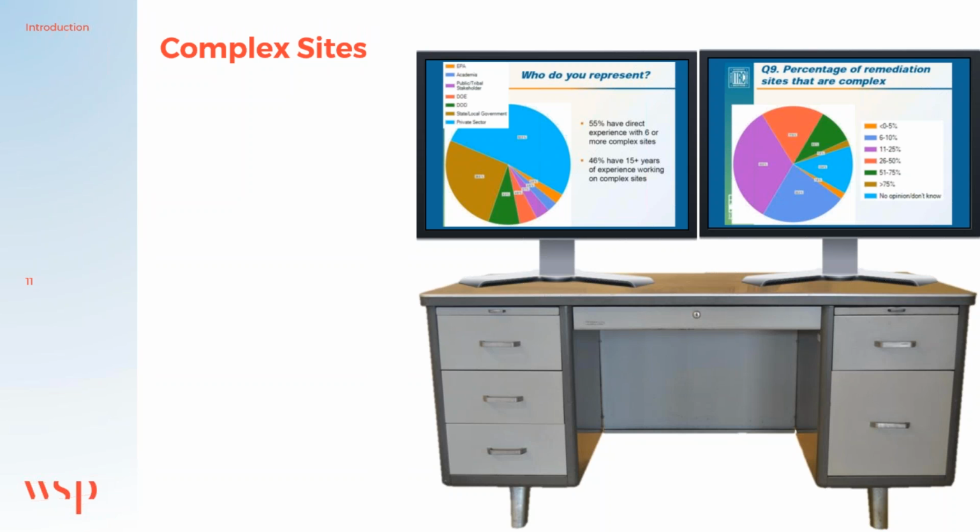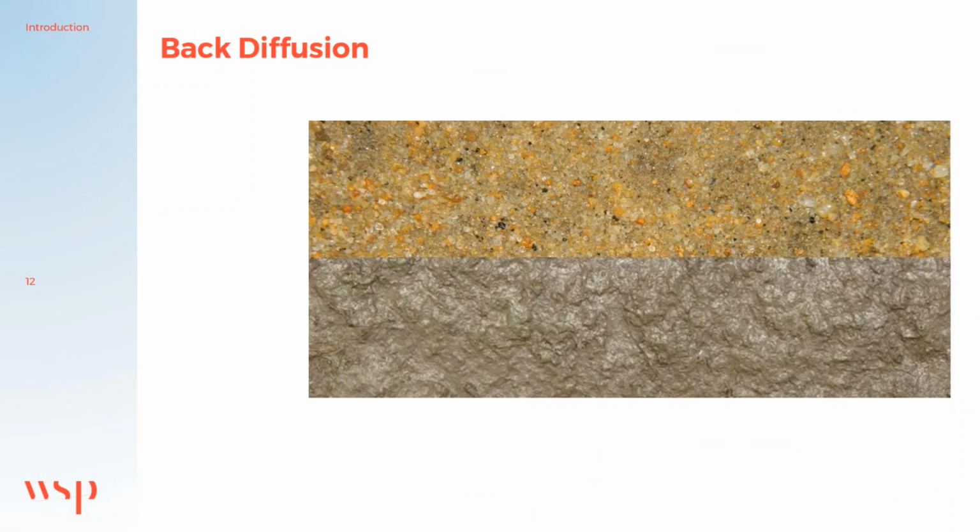There are many reasons why I think the site we'll be discussing today is complex, but from a remediation standpoint, the biggest by far, that Maureen touched on, is related to the contaminated groundwater matrix, fractured sandstone, and the associated back diffusion from the matrix. Back diffusion can occur with as little as an order of magnitude difference between hydraulic conductivities of adjacent matrices.